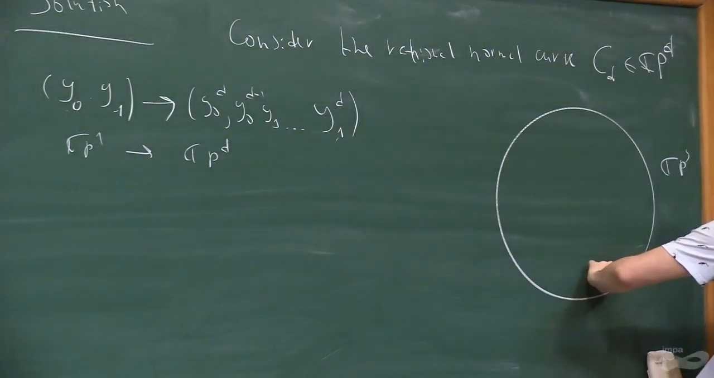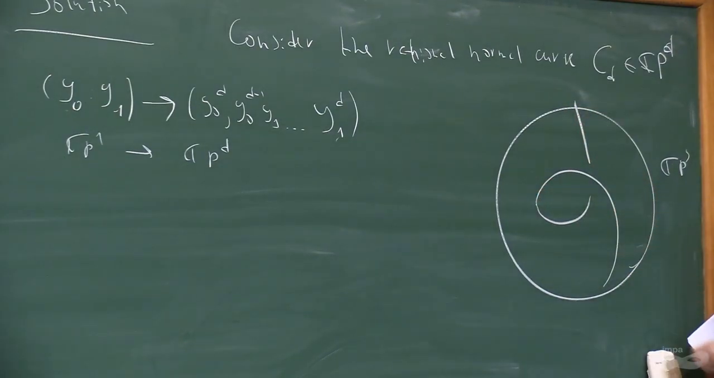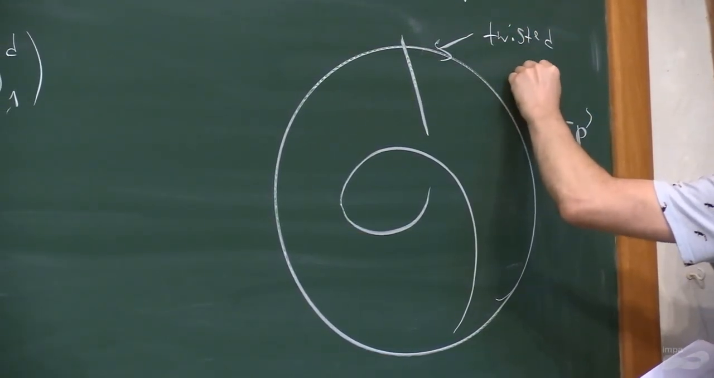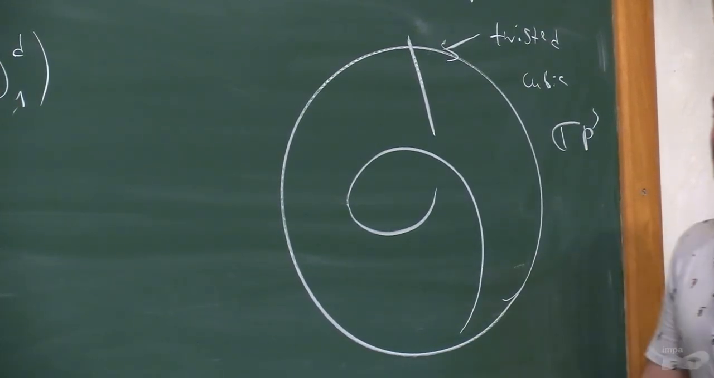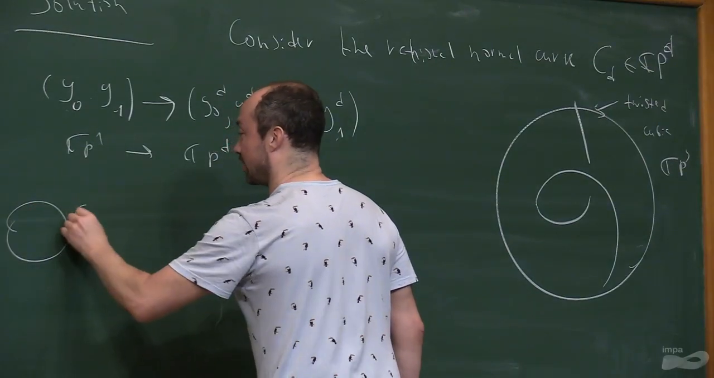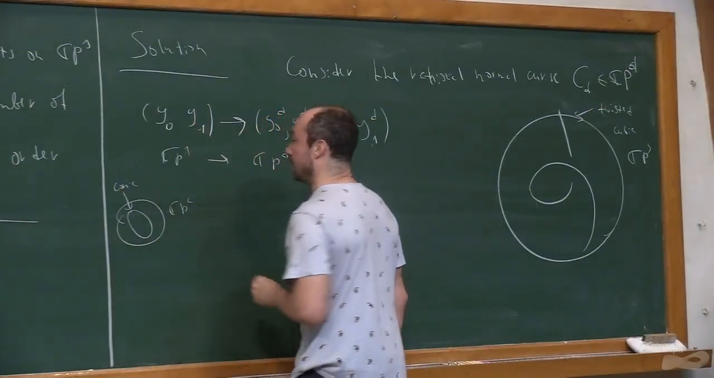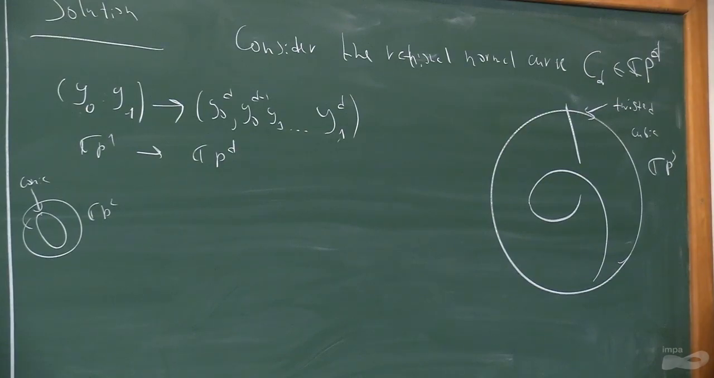So in CP3, you will get something which is called a twisted cubic. And by the way, in CP2 you just get a conic. Okay? Now, this is my main tool, with the help of which I will construct for you ramified covers of CP1. So how to get these ramified covers?